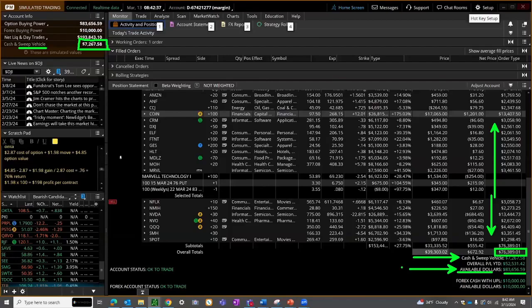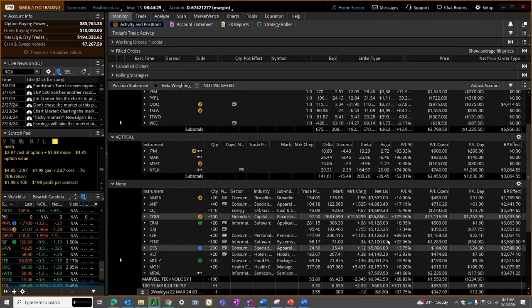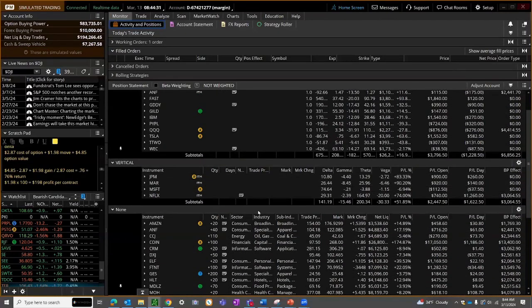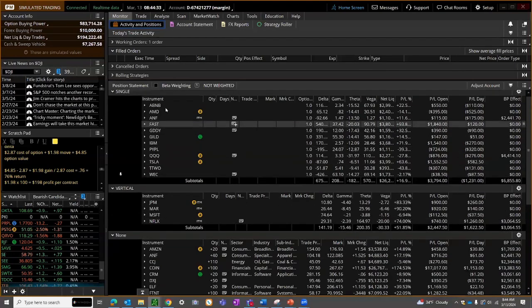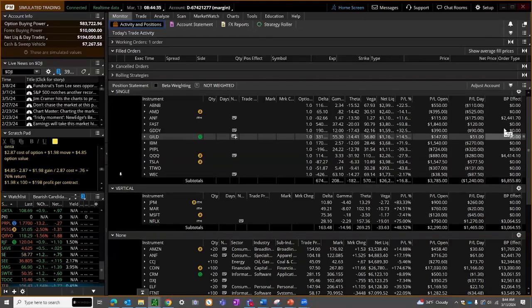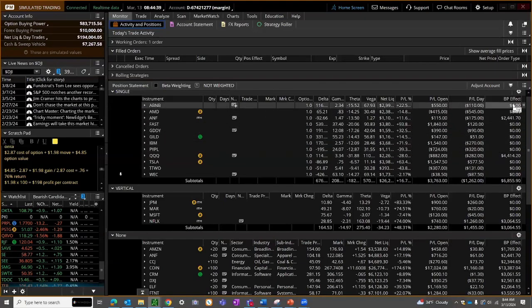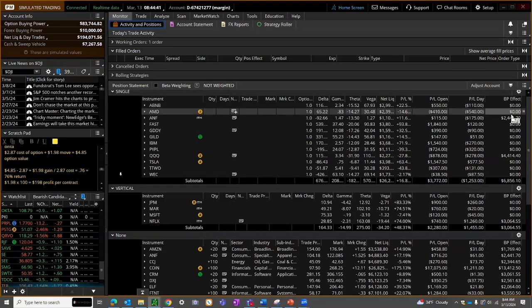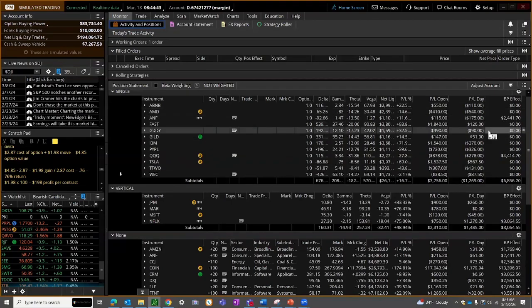Now, you'll notice that up above, I've got a few options positions here, some debit spreads. I've got some long and short positions, but you'll notice for the most part, these securities don't provide any buying power effect. It's zero. Okay, so not every security is marginal.